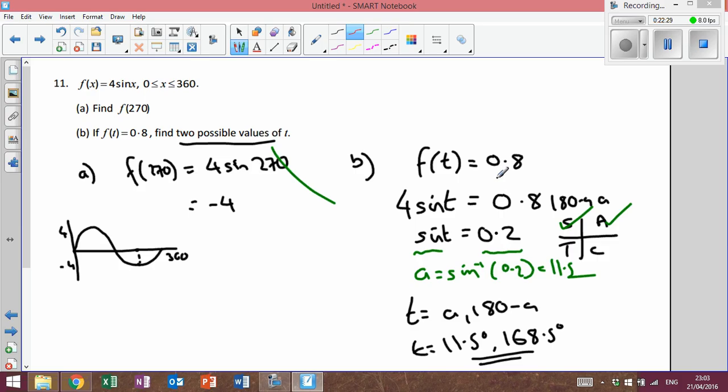Okay, so your first mark there will be for saying 4 sine t equals 0.8. Being able to interpret that question is definitely worth a mark. Second mark for dividing by 4 and getting 0.2. Third mark for 11.5. Fourth mark for 168.5.